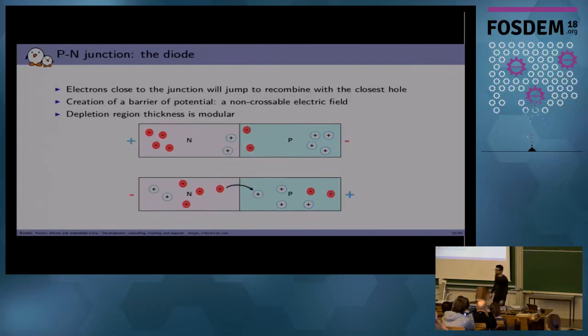Let's apply a voltage on it. If you apply a plus voltage on the n side, electrons will be attracted, but you won't have any current actually. But if you apply the plus voltage on the p side, electrons that were close to the junction will jump from hole to hole until they get out of the circuit, while other electrons on the n side will be able to jump across the barrier, and this will imply a current.